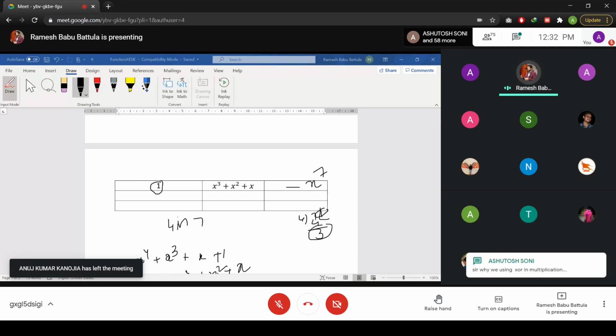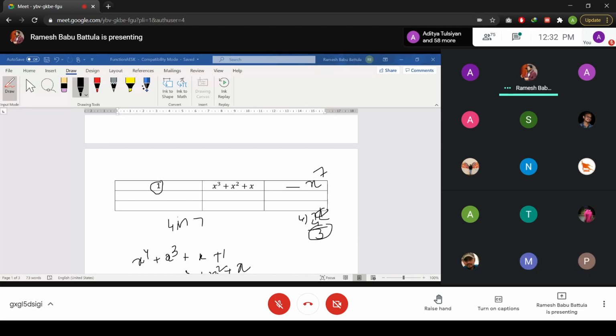Very few of them said yes. Why are we using the XOR operation? In computer science, whenever you perform multiplication, it is again additions only. Subtraction also, you have to find the 2's complement and add it. Again addition only.